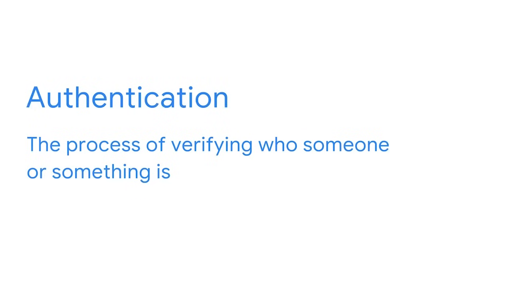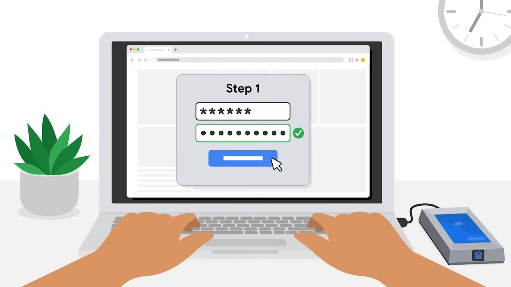Another control that can be used to protect sensitive data is authentication. Authentication is the process of verifying who someone or something is. A real-world example of authentication is logging into a website with your username and password.